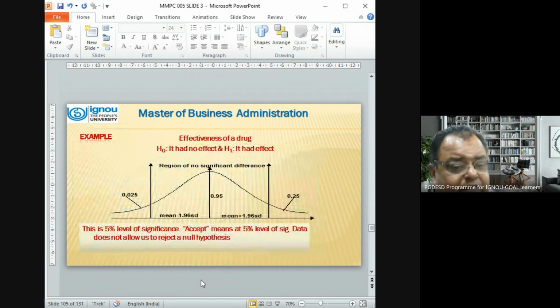Now see what this actually means. 5%. We are talking about the effectiveness of a drug. H0: no effect, and H1: has effect. The mean is between plus minus 1.96 of standard deviation, and your level of significance is 5%. Accept means 5% level of significance. Data does not allow us to reject the null hypothesis. So that is in this region only.